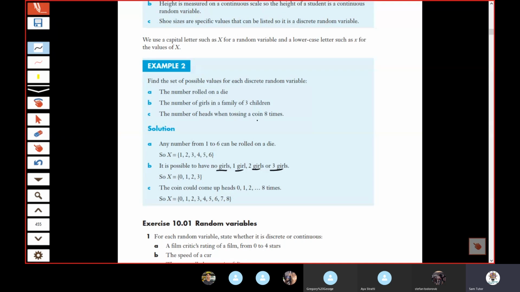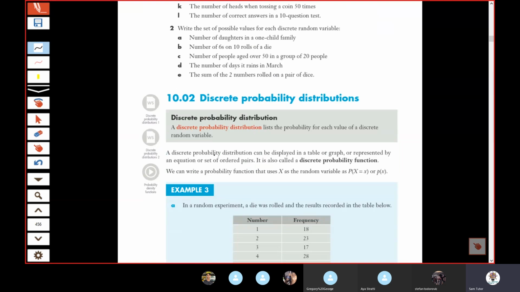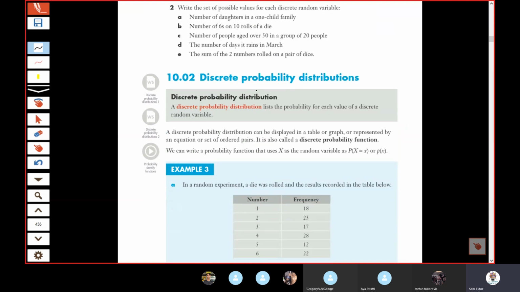The number of heads when tossing a coin 8 times. You could have 0 heads, 1 head, 2 heads. I think you get it. Any questions? No, I didn't think so. It's pretty easy. We'll move forward.